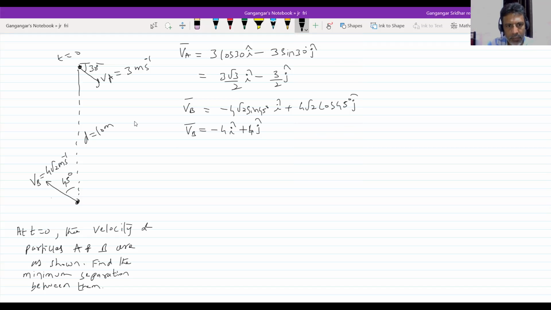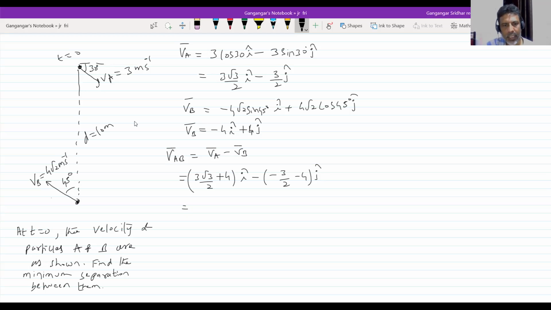Okay, let me find out VAB bar. VAB bar means VA bar minus VB bar. Directly I'll substitute 3 root 3 by 2 subtraction. So minus of minus, this will be plus 4 I cap. Is it okay? I'm writing directly this step. Similarly, minus 3 minus 4. So minus 3 by 2 minus 4 J cap.